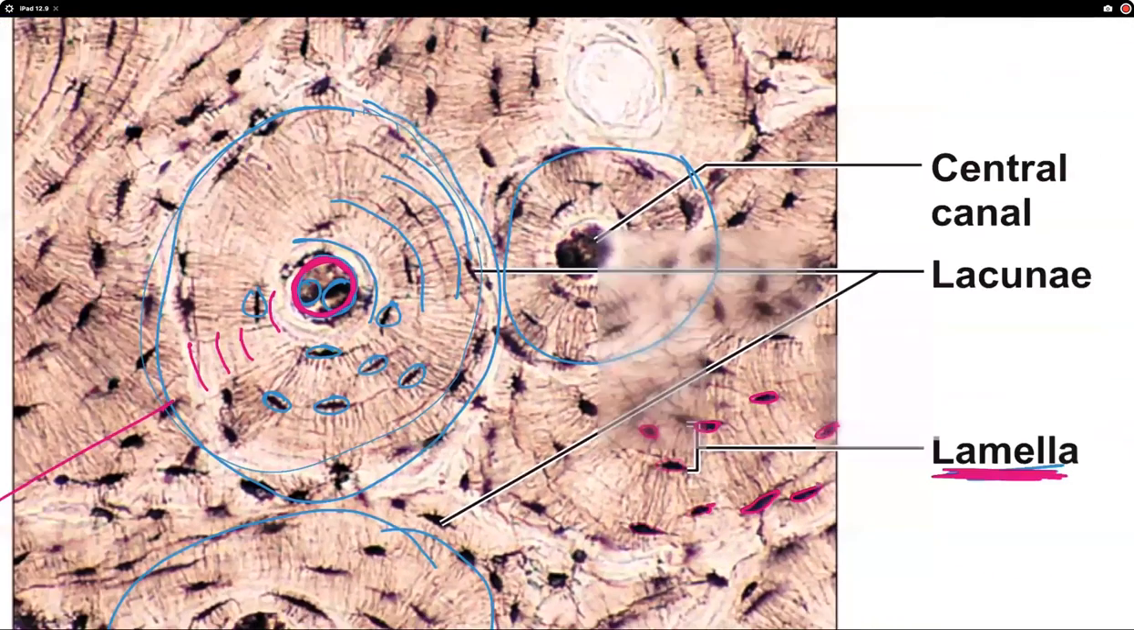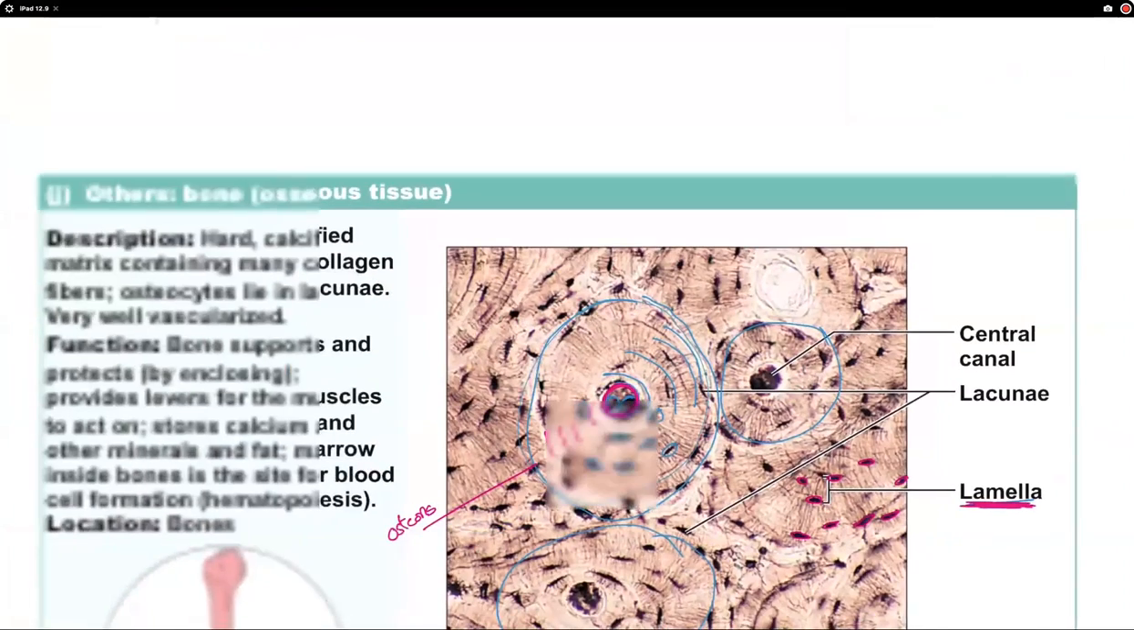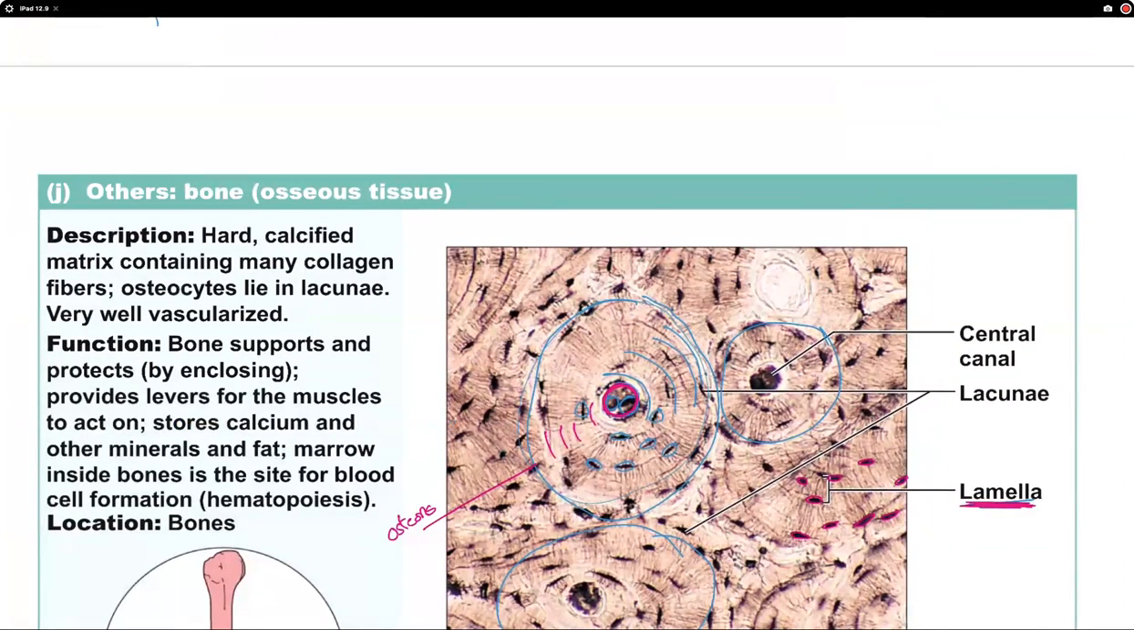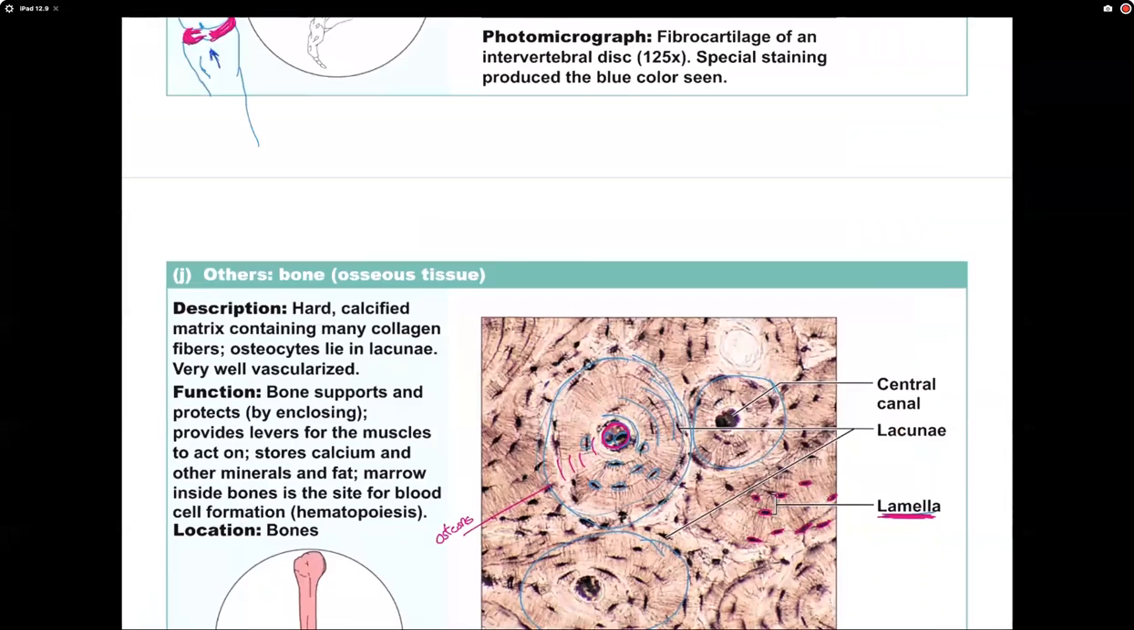So we're looking here at the osteocytes in lacunae. Again, what type of tissue is this? This is my bone or osseous tissue. Bone or osseous tissue.